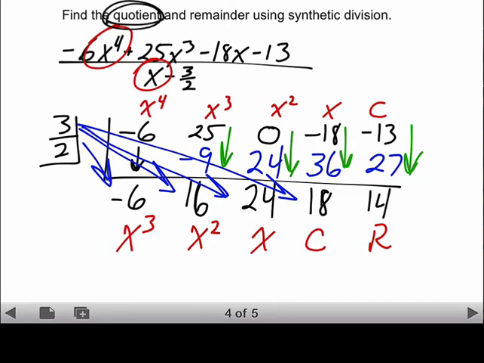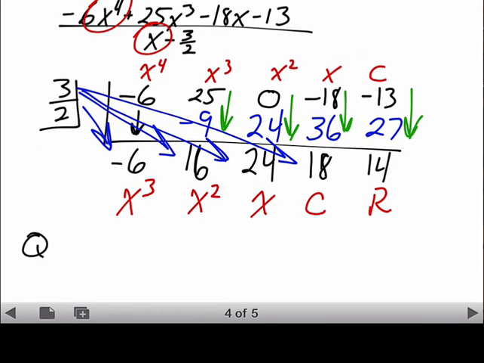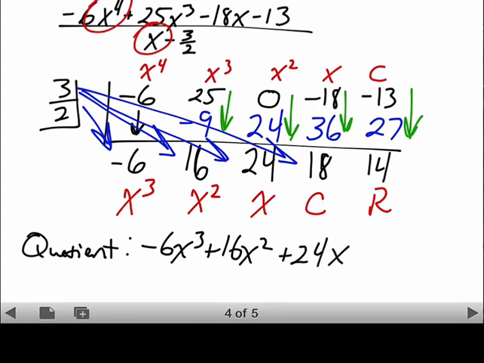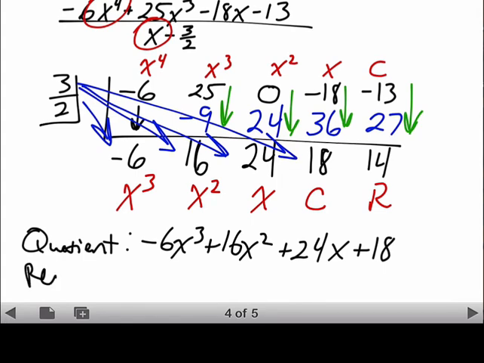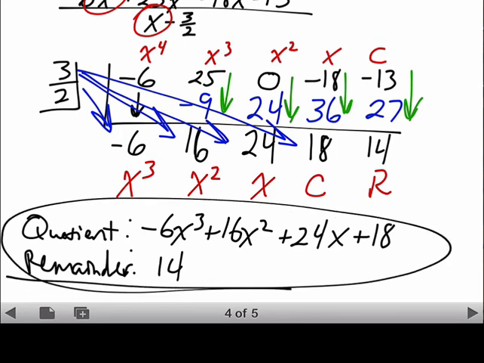Since we were asked for the quotient and remainder, our answer will look like: quotient is negative 6x cubed plus 16x squared plus 24x plus 18, and remainder is going to be 14. Since that's all we were asked for, this is a sufficient answer.